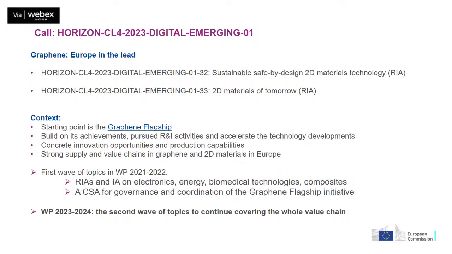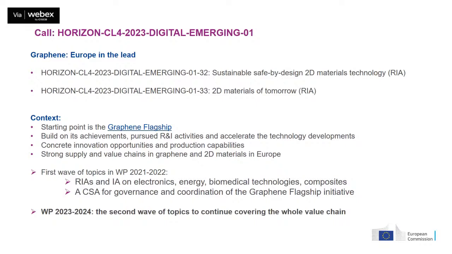An important element is to understand the context of those topics. The starting point of the activities is building on the Graphene Flagship, which is the major project which was funded under Horizon 2020. So the goals are building on its achievements. They are pursuing the research and innovation activities which were started there, and they aim to accelerate the technology development. They aim also at capturing concrete innovation opportunities emerging from graphene technologies, and also at setting up progressively production capabilities in Europe.